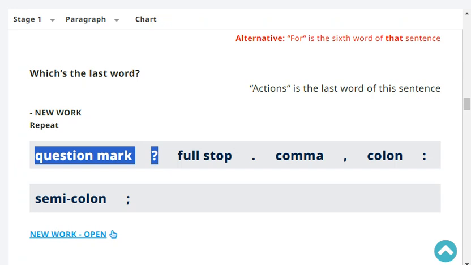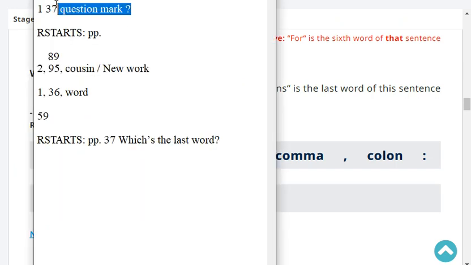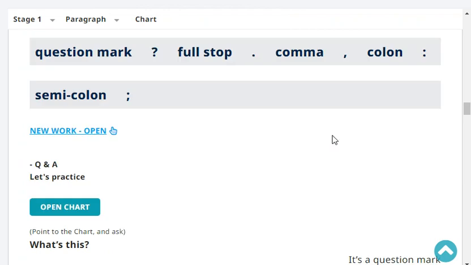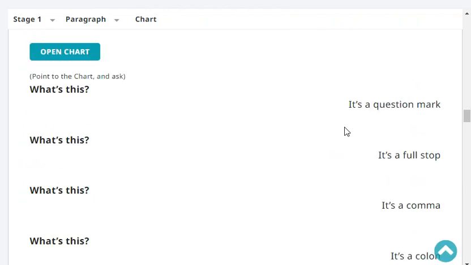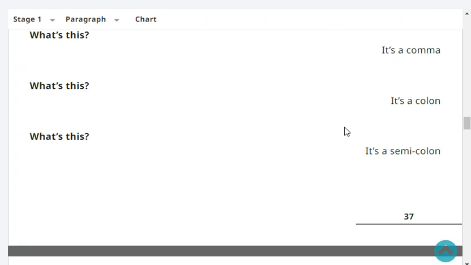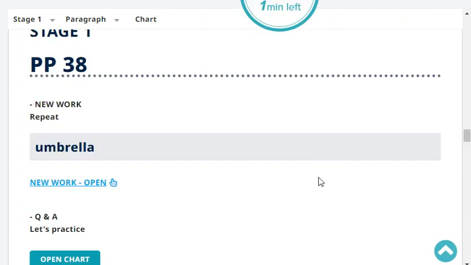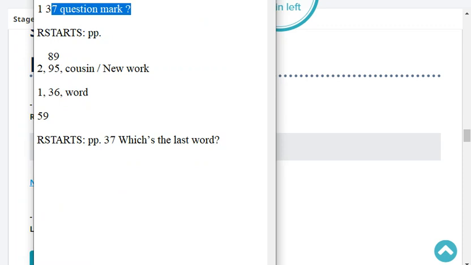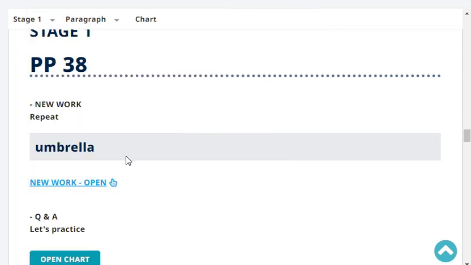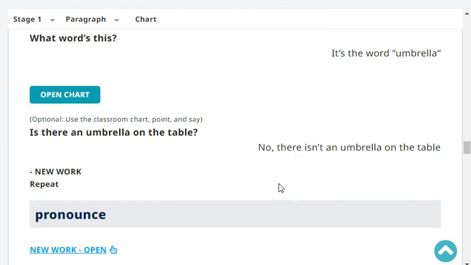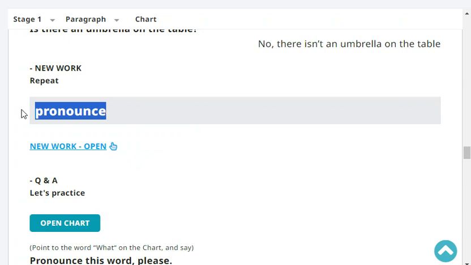Very good. What's this? It's a question mark. What's this? It's a full stop. What's this? It's a comma. What's this? It's a colon. What's this? It's a semicolon. Very good. What word is this? It's the word umbrella. Is there an umbrella on the table? No, there isn't an umbrella on the table. Very good.